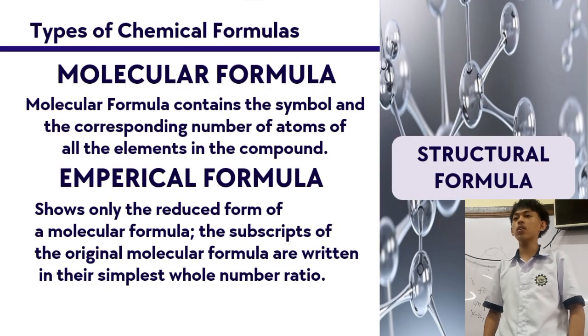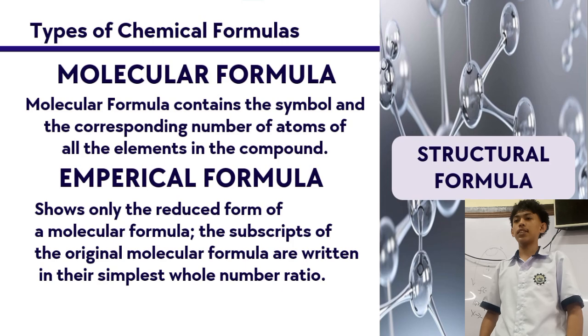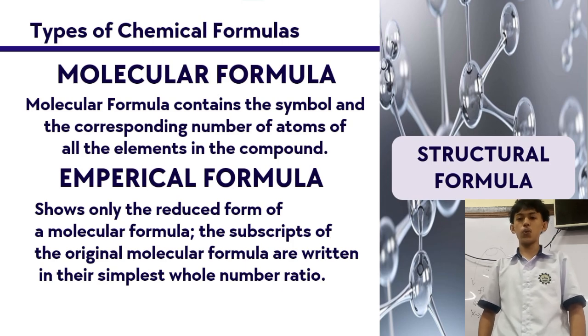Covalent compounds may be represented using various chemical formulas. These are the molecular formula, the empirical formula, and the structural formula. Let us discuss it one by one, starting with the molecular formula. First is molecular formula. Molecular formula contains the symbol and corresponding number of atoms of the elements in the compound. Second is empirical formula. Empirical formula shows only the reduced form of the molecular formula. The subscripts of the original molecular formula are written in their simplest whole number ratio.